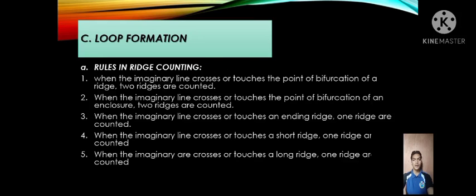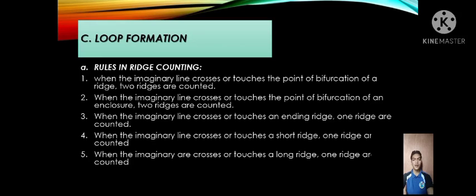So there are rules in ridge counting. First rule in ridge counting is when the imaginary line crosses or touches the point of bifurcation of a ridge, two ridges are counted. So kung makaagi ang imaginary line sa bifurcation of a ridge, two ridges are counted. Second is when the imaginary line crosses or touches the point of bifurcation of an enclosure, two ridges are counted. So same lang gihapon. Third is when the imaginary line crosses or touches an ending ridge, one ridge is counted. So kung makaagi ang imaginary line sa ending ridge, one ridge is counted.